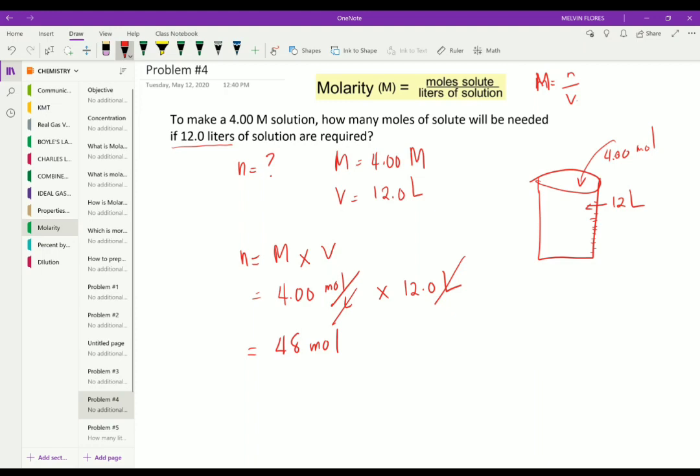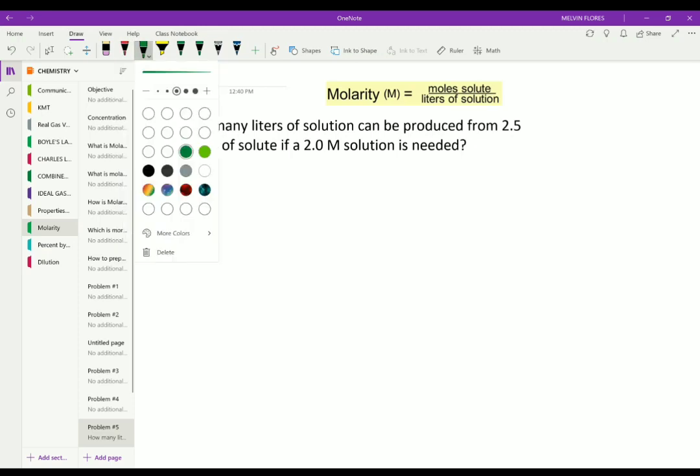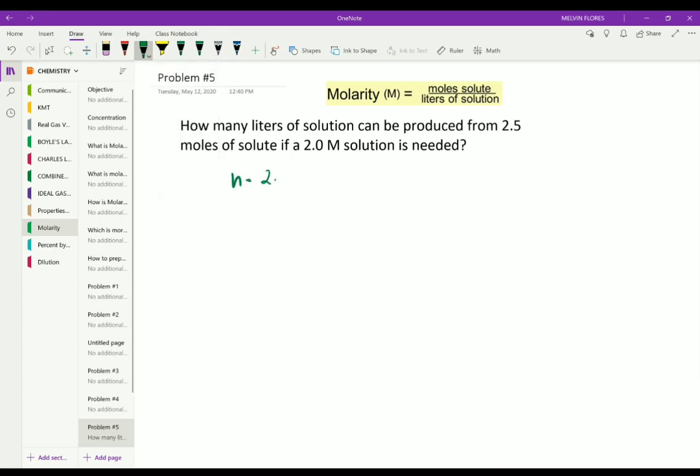All right, let's have another problem. Calculating the liters of solution that can be produced from 2.5 moles of solute. So we have the number of moles, N, which is equal to 2.5 moles. And then we have a volume of solution, which is unknown. That's what we're looking for. And the molarity is 2.0 molarity.